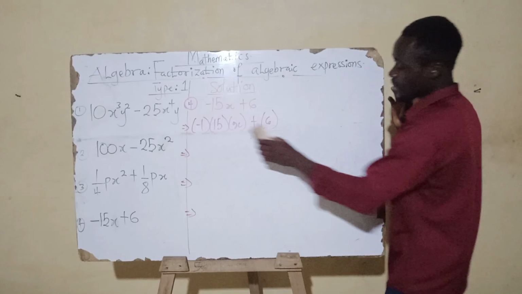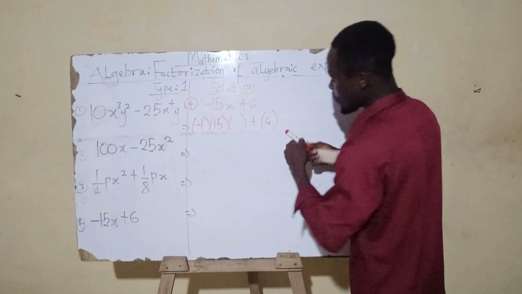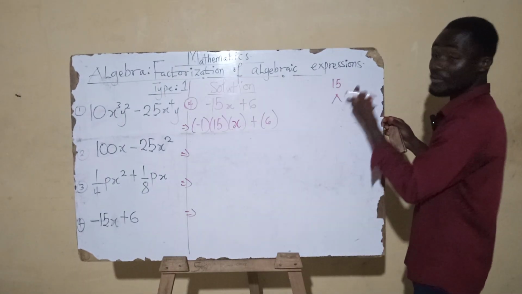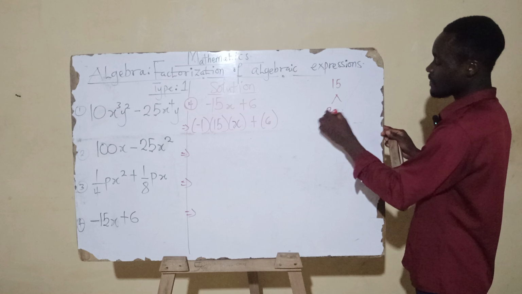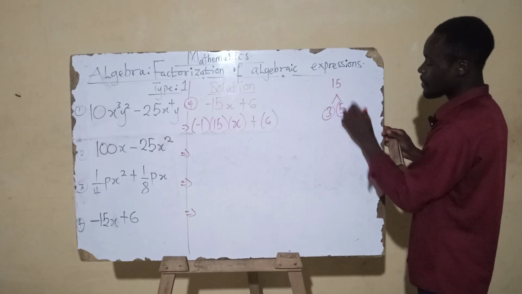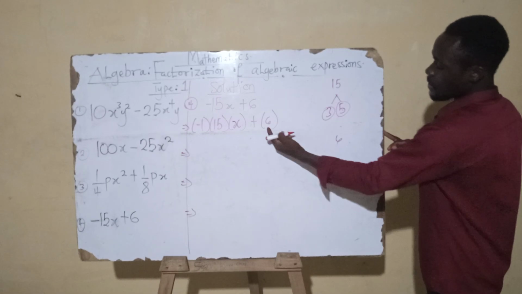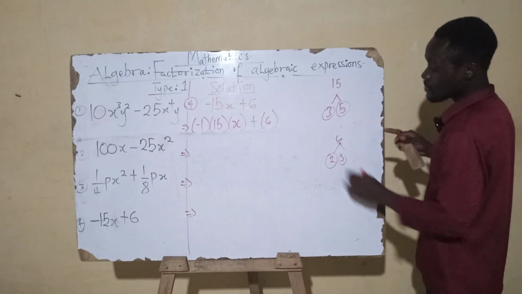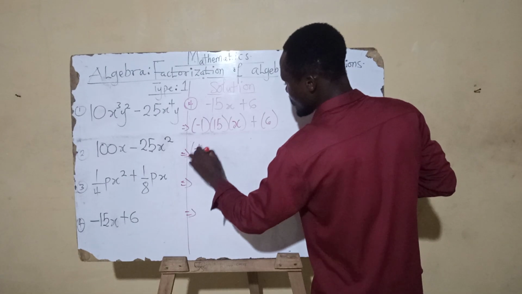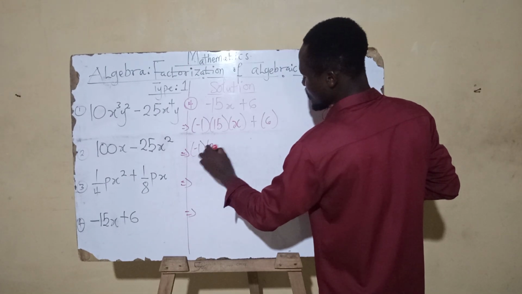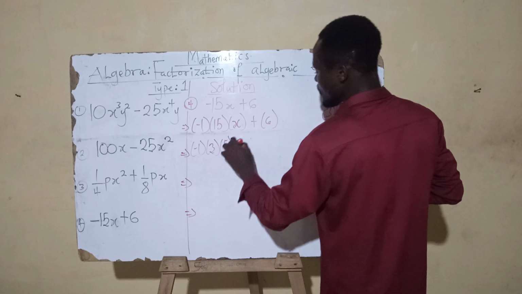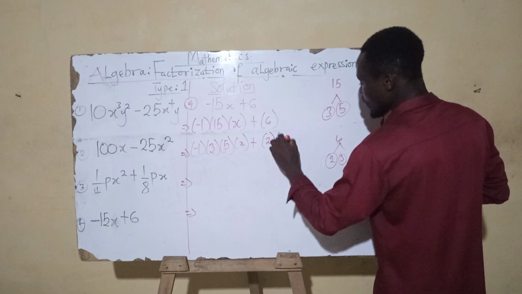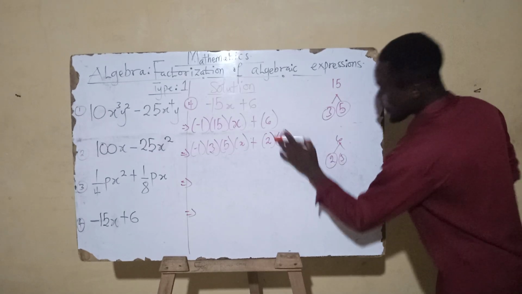Very good. Let me write my x well so that you will also see it well and enjoy the lesson. Now the number 15 is not a prime number, so I have to split it down. I'm going to get 3 and 5. So 3 is a prime number, 5 is also a prime number. 6 also I have to split it because it is not a prime number. I'm going to get 2 and then 3. So here I have negative 1, I have 3 there, then I have 5, then I have x, then plus 2, and then 3.